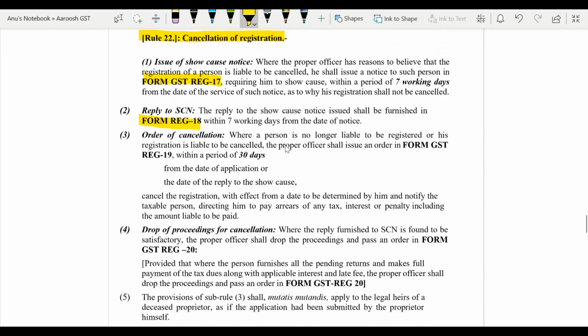Order of cancellation. Where a person is no longer liable to be registered or his registration is liable to be cancelled, the proper officer shall issue an order in Form GST Reg 19 within the period of 30 days from the date of application or the date of reply to the show cause notice. Cancel the registration with effect from a date to be determined by him and notify the taxable person, directing him to pay arrears of any tax, interest or penalty including the amount liable to be paid. Right? Hope that's self-explanatory.